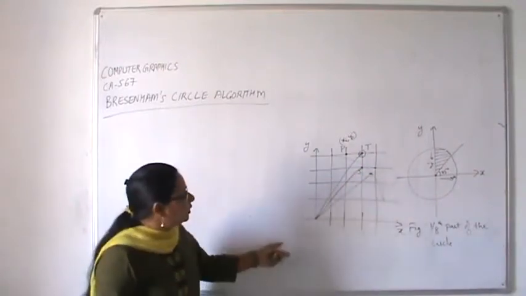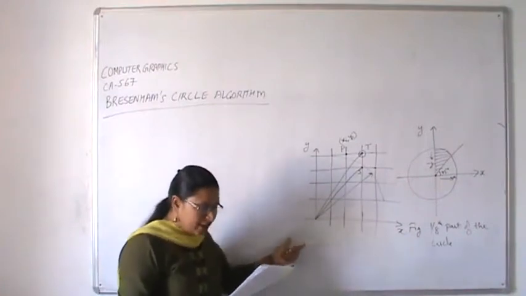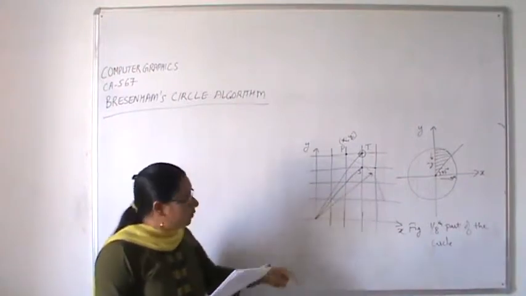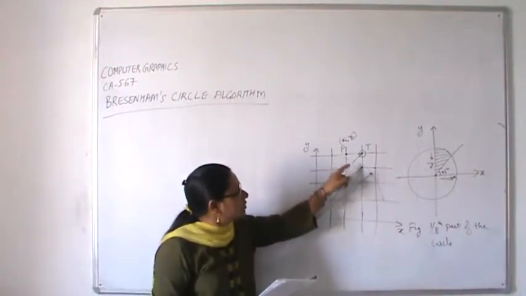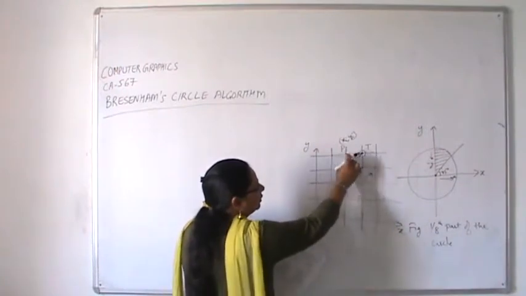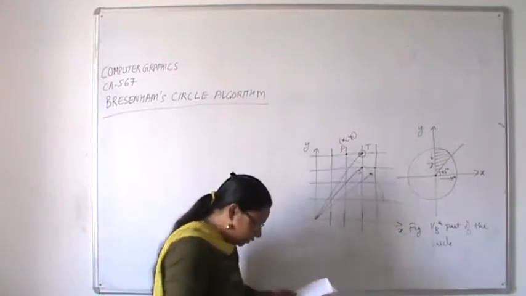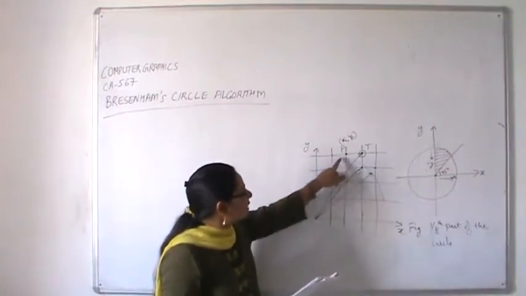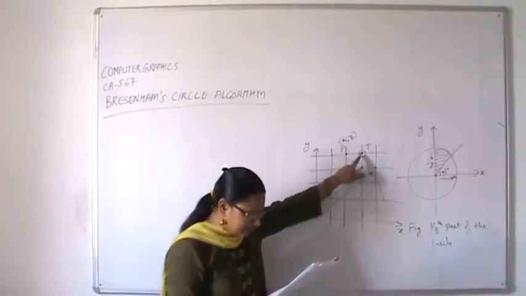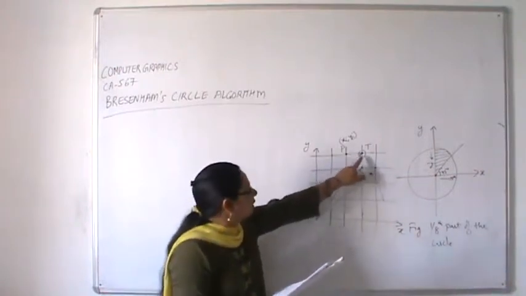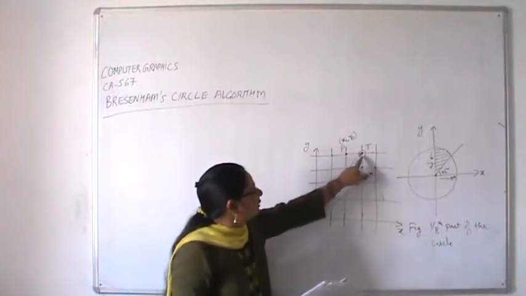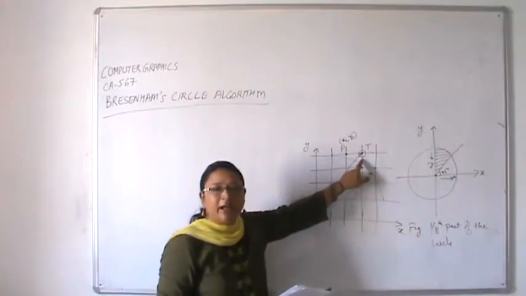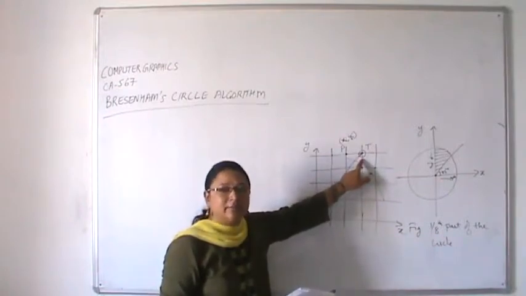So, it can be noticed from this figure that when we are plotting the points from 90° to 45°, we have to find out the new points that are closest to the true circle. So, it is possible by incrementing x in the positive direction by 1 unit. So, when we are considering pixel T, in that case, x is incremented by 1 and the value of y coordinate is same.